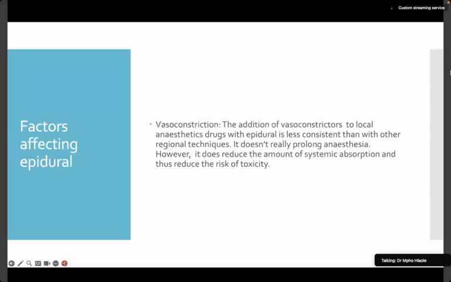In terms of vasoconstrictors, they say they work more with spinal anesthesia, and they don't really make that much of a difference with epidurals. However, the vasoconstrictors that they put with the local anesthetics do reduce absorption of the local anesthetic, and they do reduce the risk of toxicity. So that's how it works, but they don't really prolong the action of the local anesthetic.